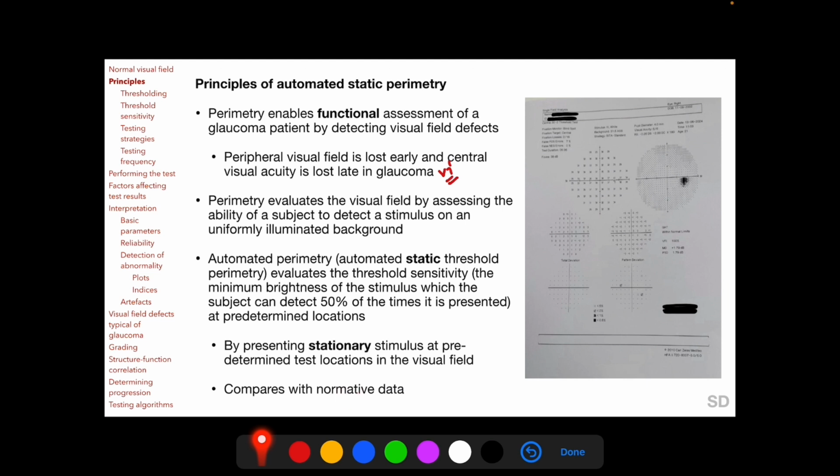The normative data refers to the threshold sensitivity measurements in a large number of normal individuals, and this normative data is age bracketed. That means when a subject undergoes automated perimetry testing, his or her threshold sensitivities at each test location is compared with the threshold sensitivity data of normal individuals in a comparable age group.